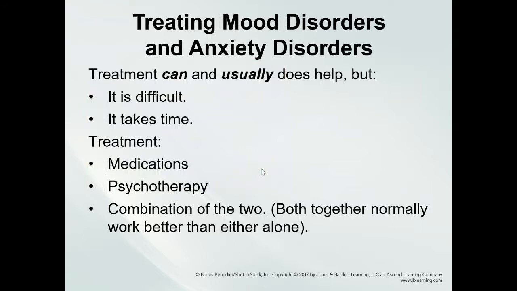If we look at treating mood disorders and anxiety disorders, treatment can and usually does help. However, it is difficult and it takes time. So it's not like here's a pill and you'll feel better tomorrow. It's more here's a pill and in 4 months you'll start feeling better. That's a long time from the time that you start a treatment to the time that you start feeling better. And again, the treatment options are medication, psychotherapy, or a combination of both. And both normally work better together than having either medications or psychotherapy alone.